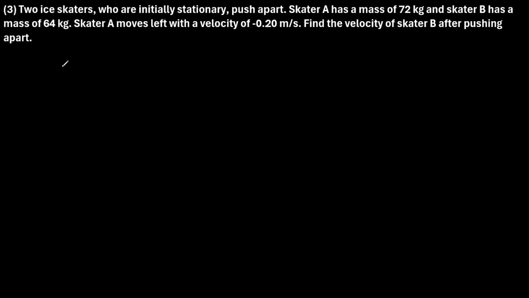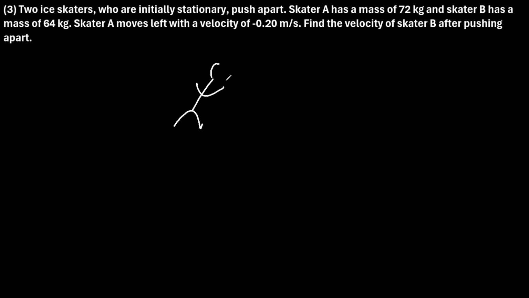All right, let's check out this last example. It says 2 ice skaters who are initially stationary push apart. Skater A has a mass of 72 kilograms and skater B has a mass of 64 kilograms. Skater A moves left with a velocity of negative 0.20 meters per second. Find the velocity of skater B after pushing apart.